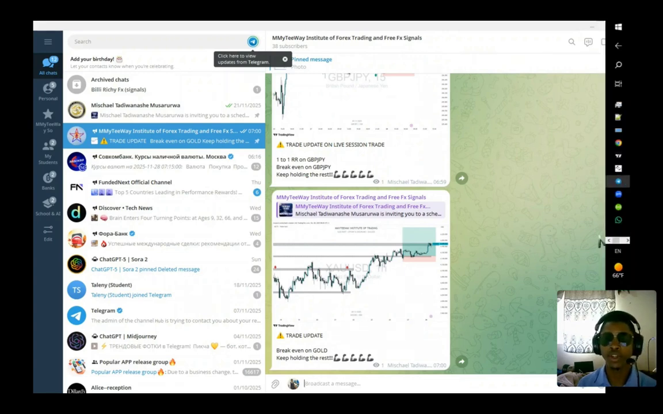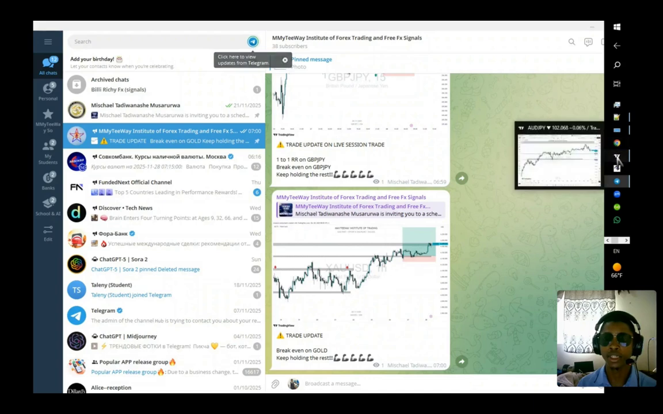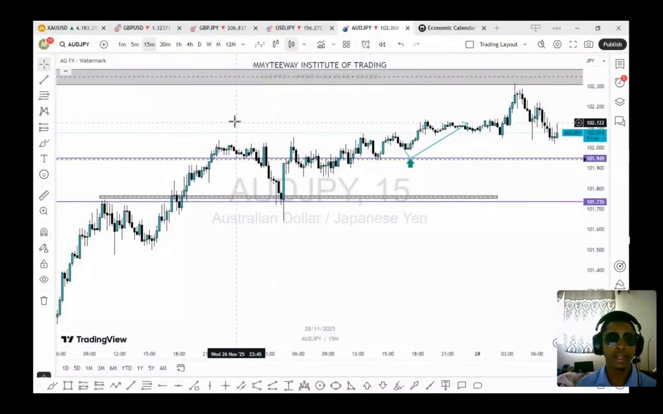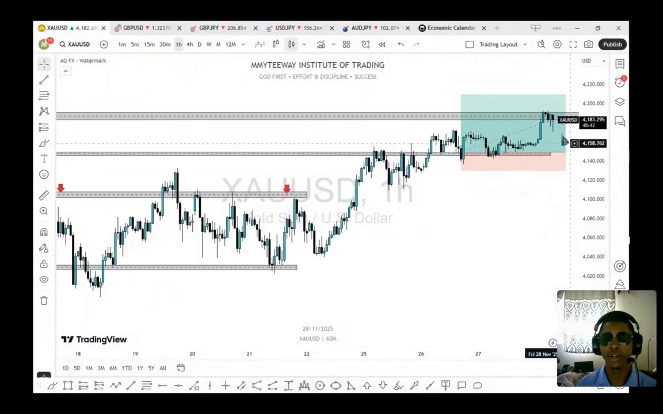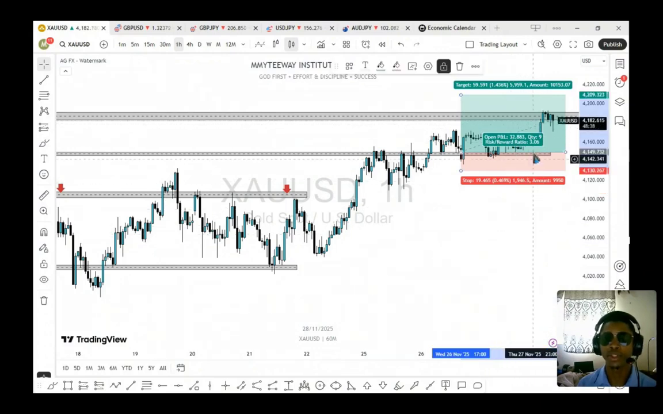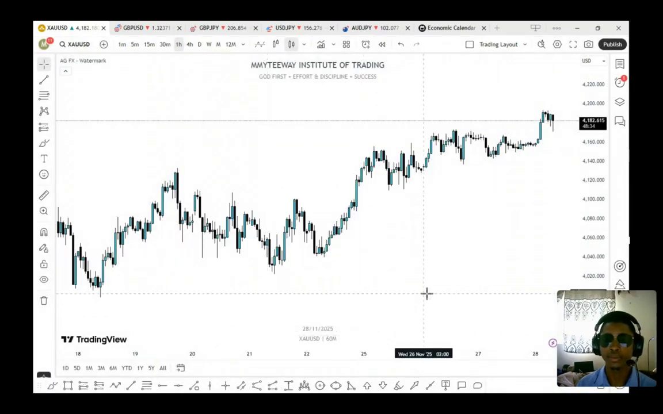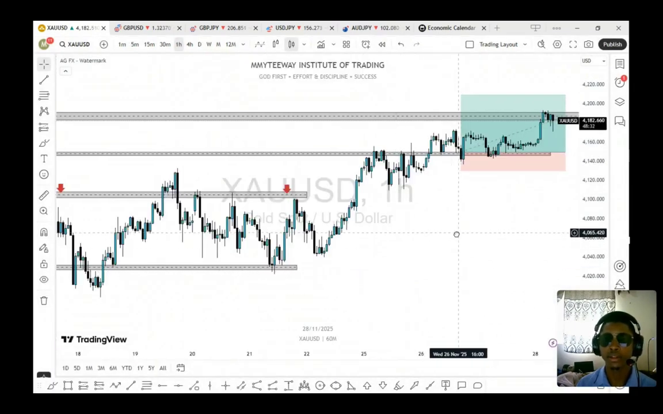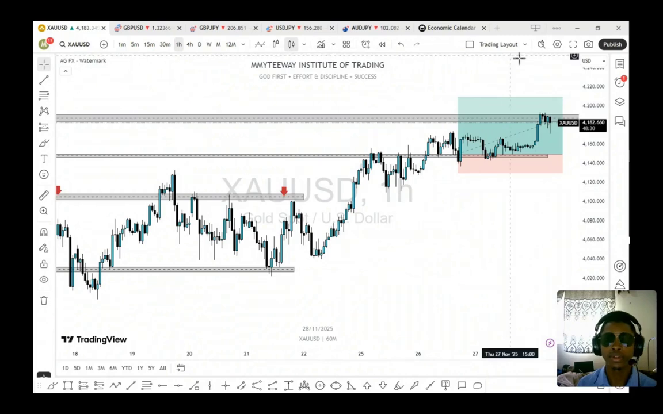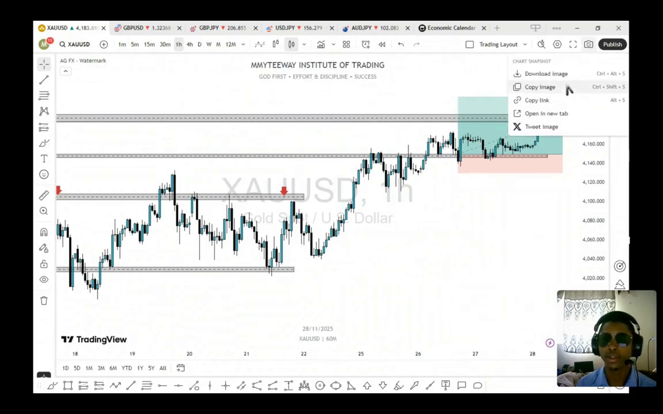So I'm going to give a second update right now that gold is more than 1 to 2 risk to reward right now, because this was a 1 to 3 trade. So I'm just going to give an update.